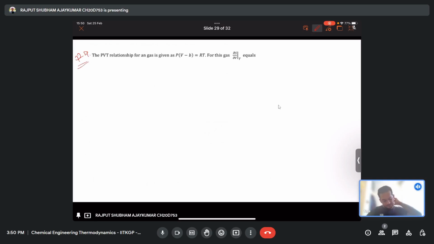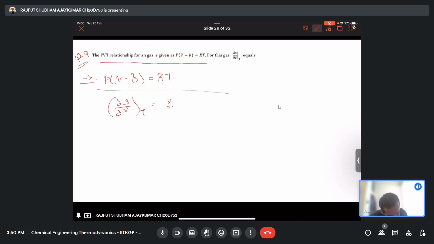So we have been given this problem. The PVT relationship for a gas is given as P(V minus B) equal to RT. What they ask is: what is del S by del V at constant T? So we'll take the Maxwell property relationship and differentiate this equation. We want del S by del V at T, which by the Maxwell relation equals del P by del T at constant volume.